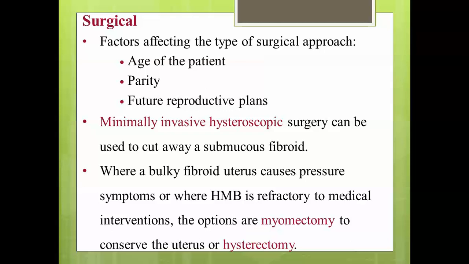We should remove the fibroid. And if the patient has completed her family, we can do hysterectomy for her. In myomectomy, we can preserve the uterus, but hysterectomy is a definitive treatment. We will remove the uterus and the whole fibroids at present.